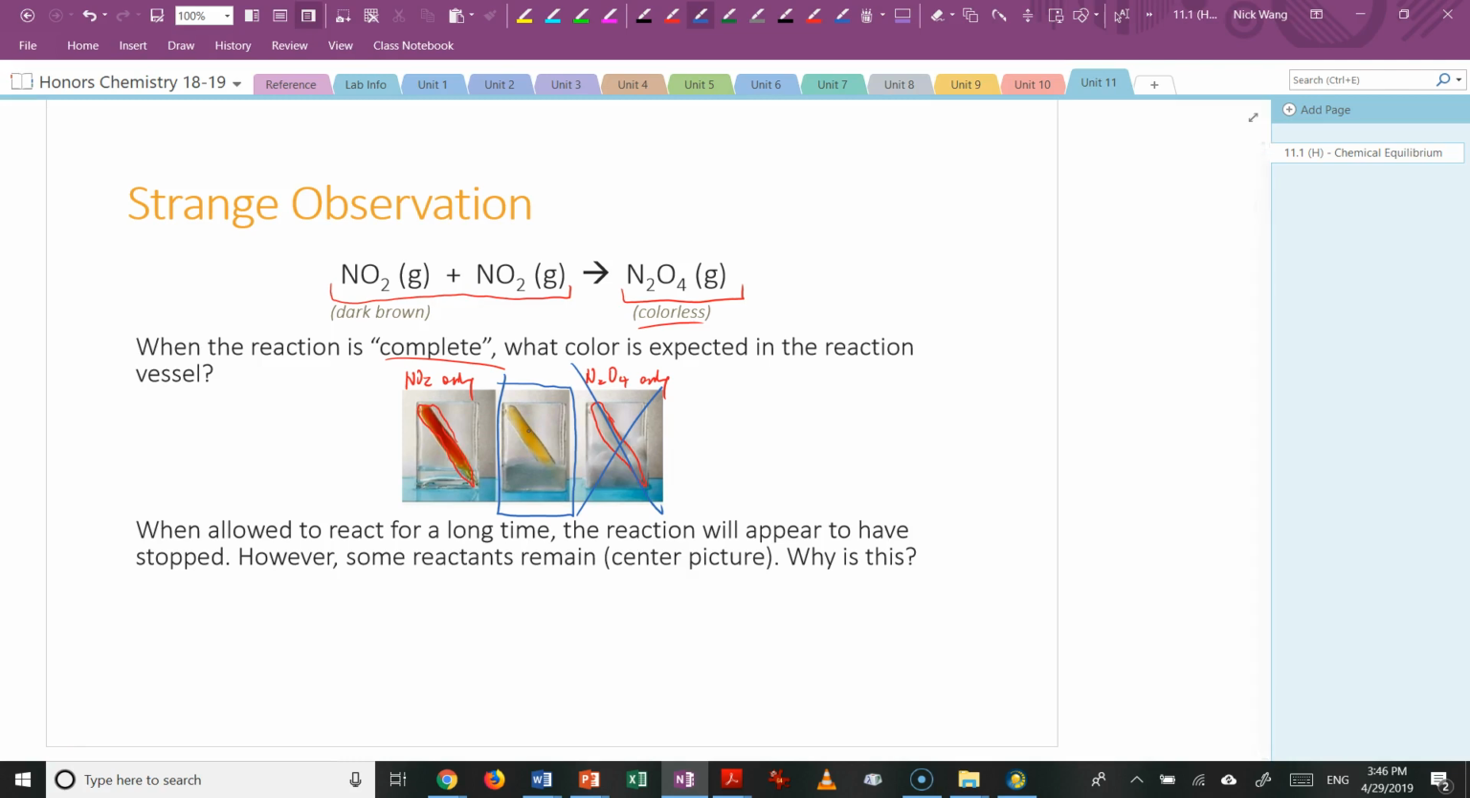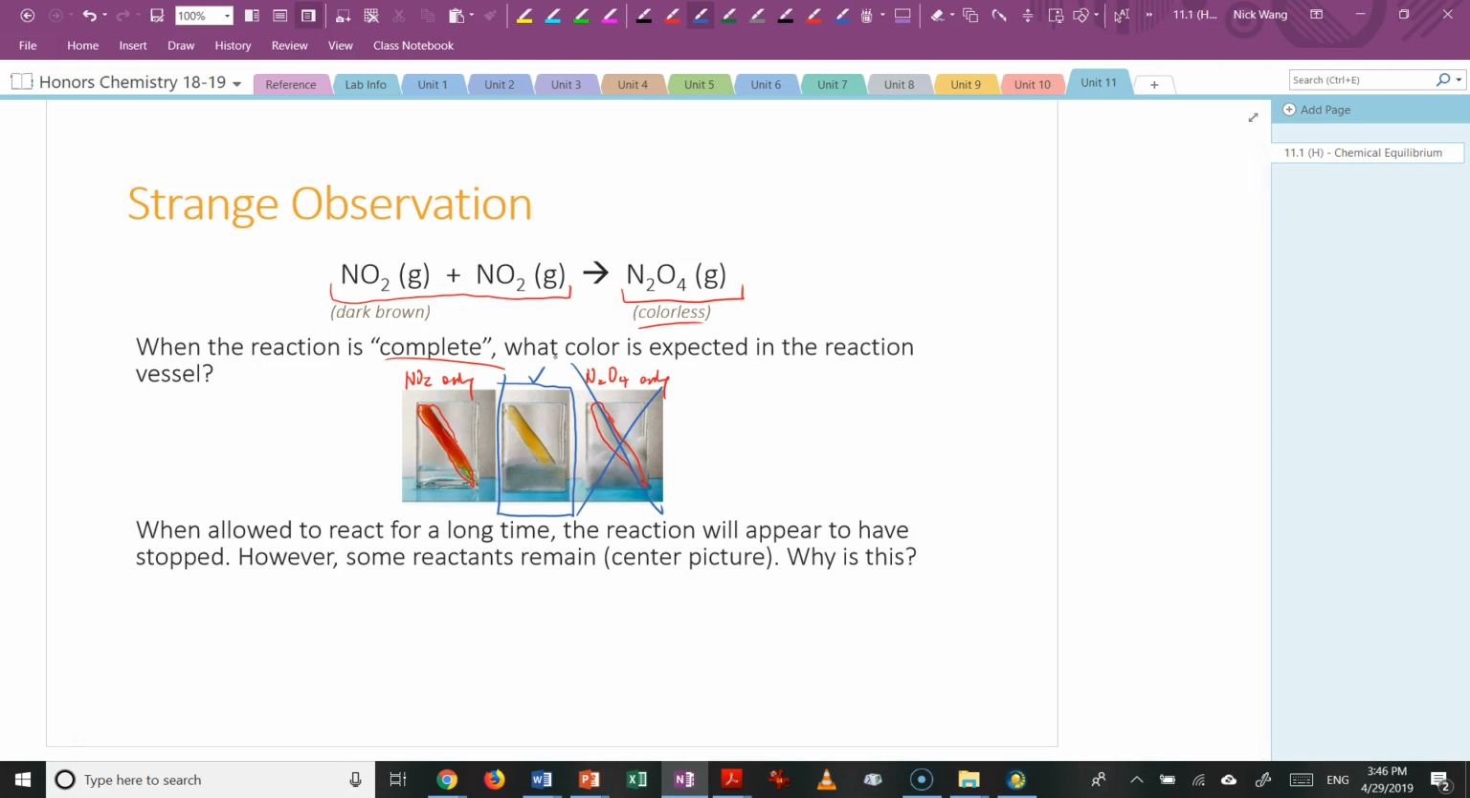Well, how do you know that some reactants remain? Well, it's got some brown. But also, how do you know that some products are there? Well, it's because it's not as brown as it used to be, right? That means some of it went colorless, meaning it went to the right, or that there's some product in there. So this is actually what you would observe over a long period of time if this were allowed to just hang out undisturbed.